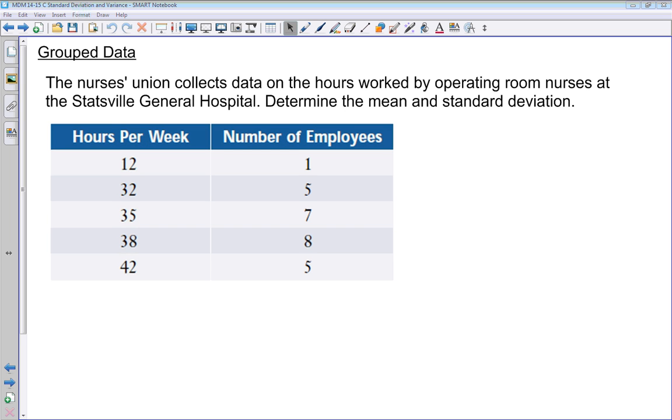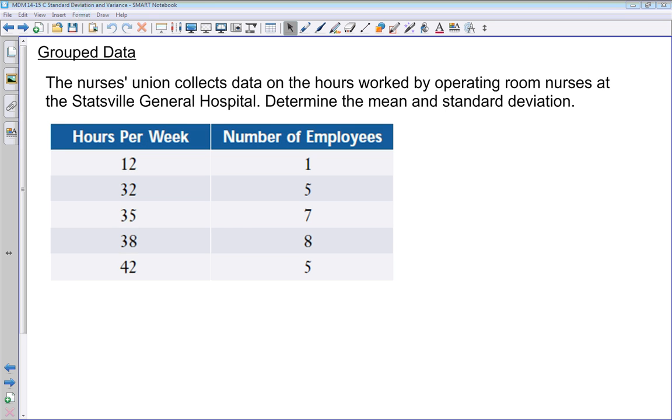In this example, we want to take what we've been learning about standard deviation and apply it to a situation where the data has already been organized into groups, or we've been given a frequency table for how often things occur. So let's just look at this through an example.